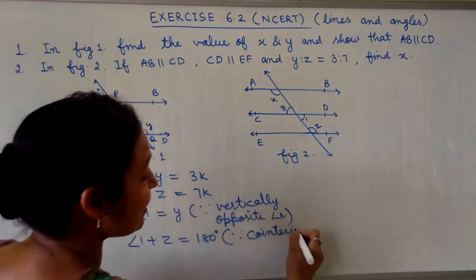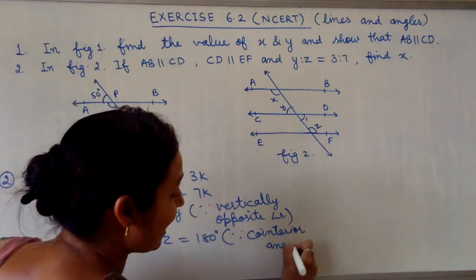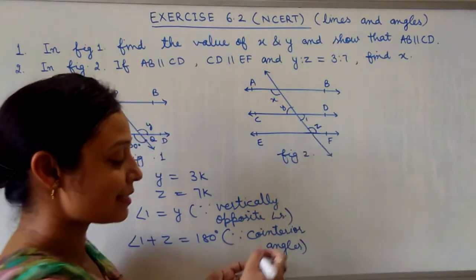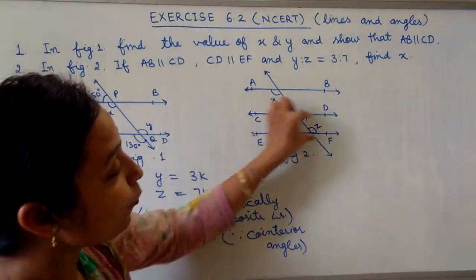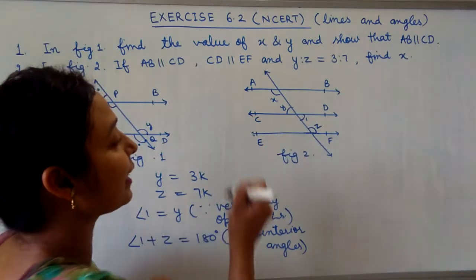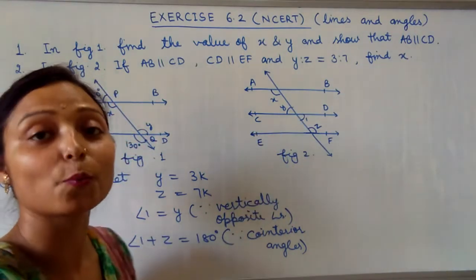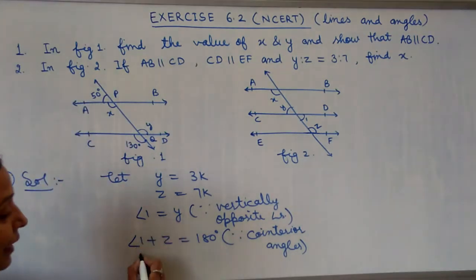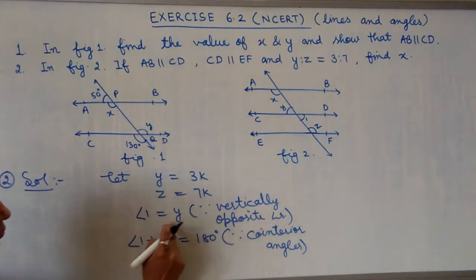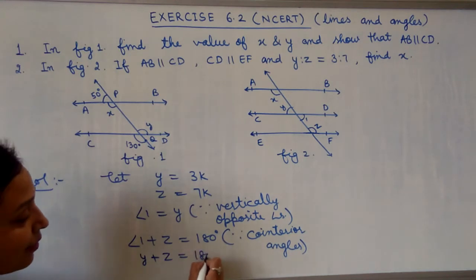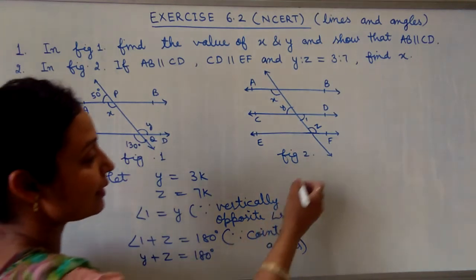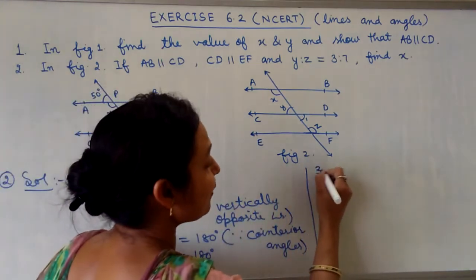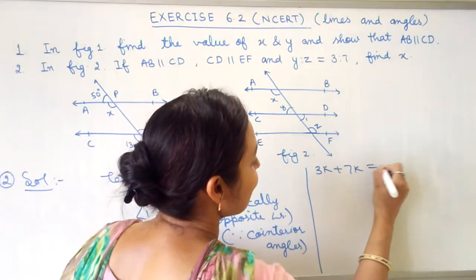Co-interior angles are those angles which are present on the same side of two parallel lines. So these are the co-interior angles, possible only with parallel lines. Angle 1 and y are equal, so y plus z is equal to 180 degrees. Now I will take the sum of the values I supposed: 3k plus 7k is equal to 180 degrees.